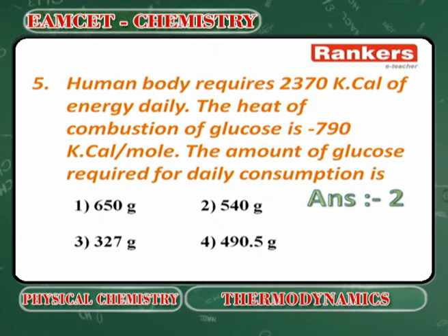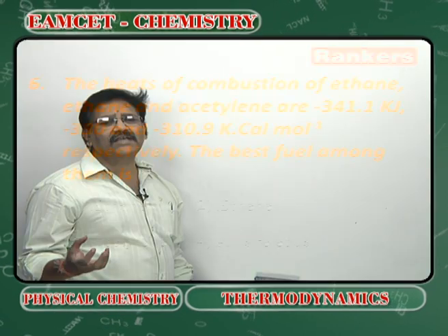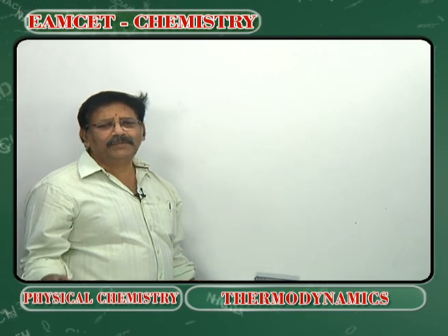Next question. The heats of combustion of ethane, ethene and acetylene are minus 341.1, minus 330 and minus 310.9 kilocalories per mole respectively. What is the best fuel among them? So which gas can be considered the best fuel? The gas with high calorific value will be the best fuel.